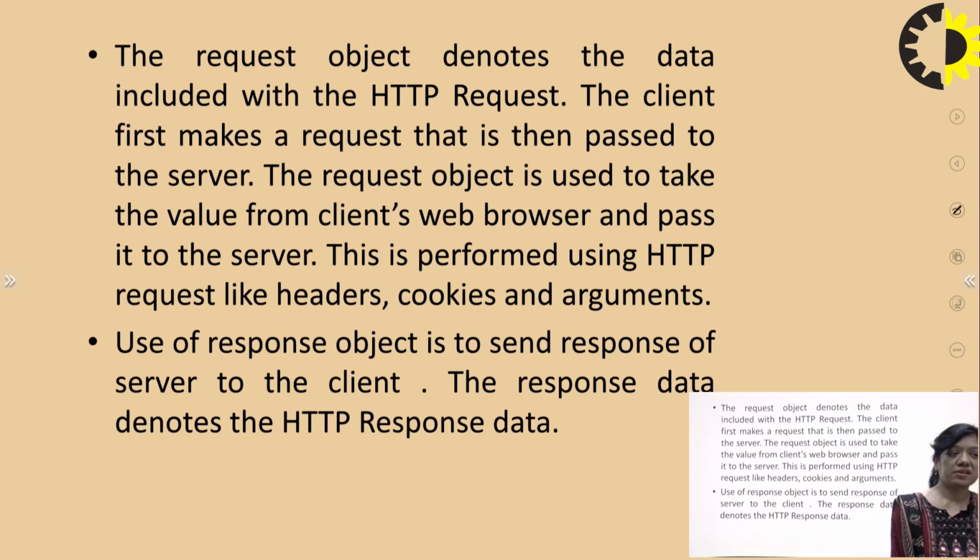The request object denotes the data included within the HTTP request. The client first makes a request that is then passed to the server, and the request object is used to take the value from the client web browser and pass it to the server. This is performed using the HTTP request, like header, cookies, and arguments. Or we can say the use of the response object is to send the response of the server to the client, and the response data denotes the HTTP response data.